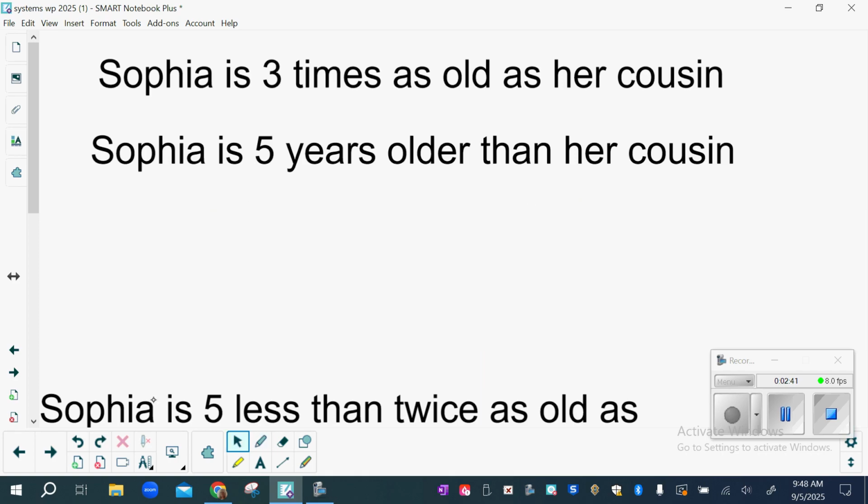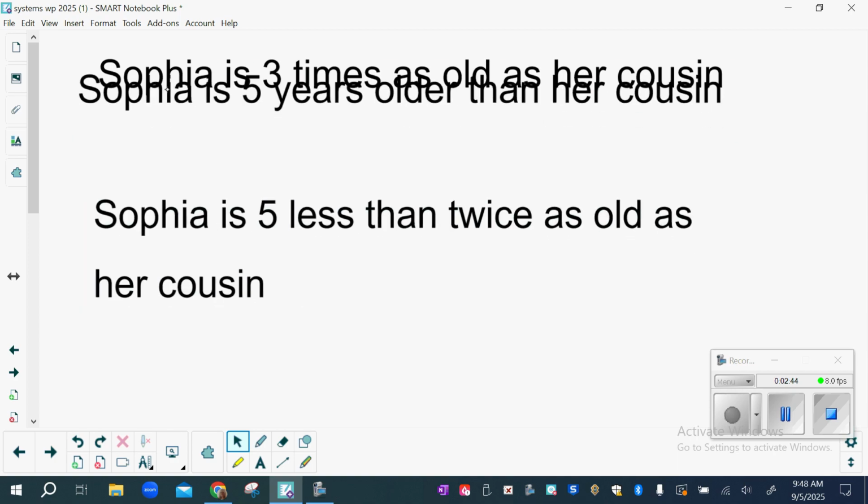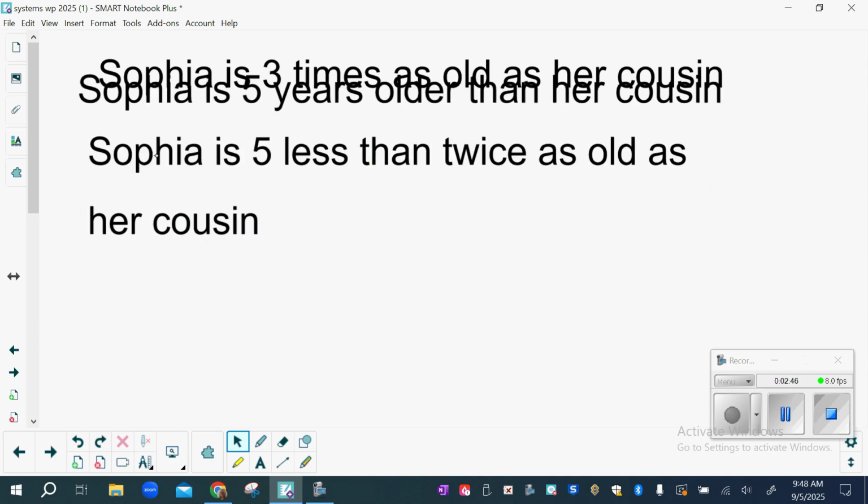Ladies, you knew exactly who I was talking to. So here we go. Try this one. Sophia is 5 less than twice as old as her cousin. Ooh, we're messing with that cousin a lot. Be careful with less than. It goes in the back. It's not 5 minus, it's minus 5. Even though it comes in different order.